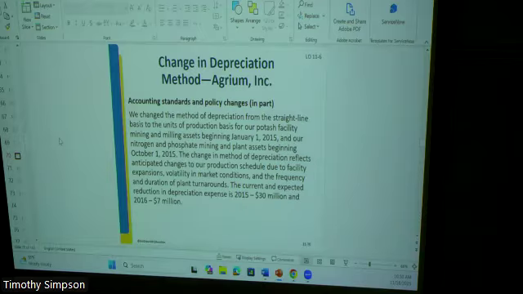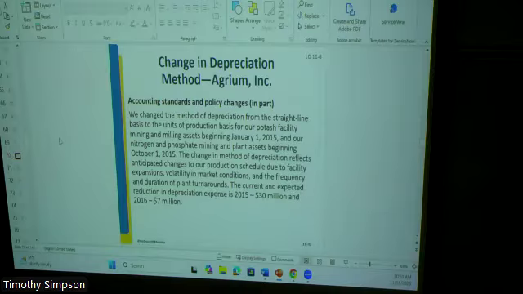And so this is why professional responsibility is important, because we understand that a lot of users don't get all these details. And so we've got to make sure that we're communicating accurately, completely, and thoroughly, and in an ethical manner. So in this case, here's a note to the financial statements. Agrium Incorporated changed the method of depreciation from straight line to, what was it?